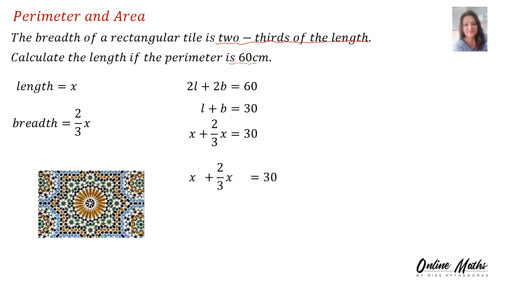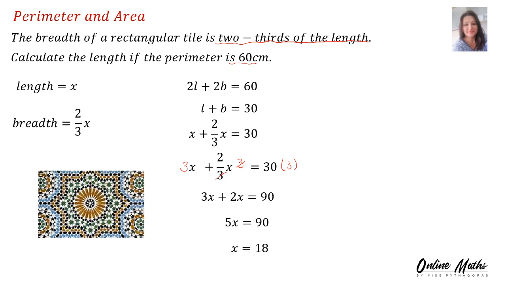So do you agree? Now we have to find the LCD, which is 3. And then what do we do with the LCD is we multiply right through by the LCD, and the 3 and the 3 will cancel. Therefore, 3x plus 2x is equal to 90. 3x plus 2x on the left is 5x is equal to 90. Solve x, so we divide by 5, and therefore x is equal to 18.